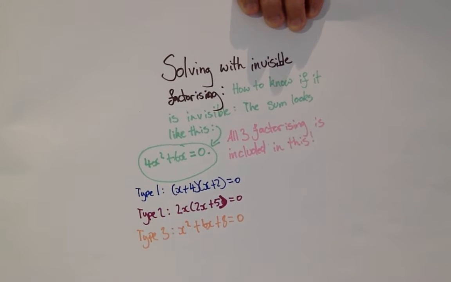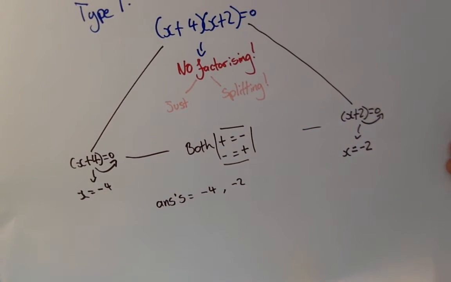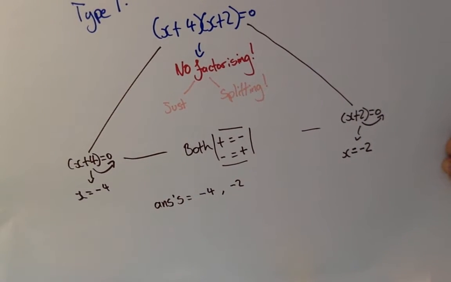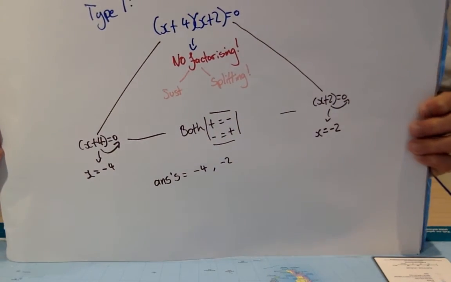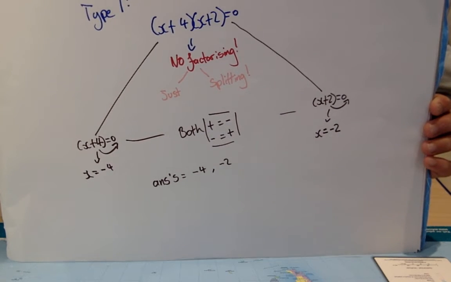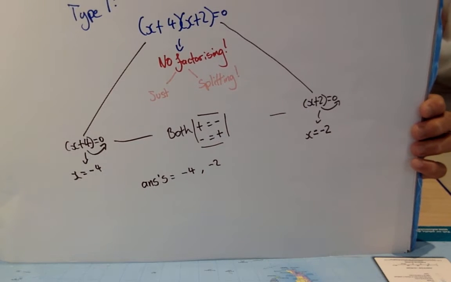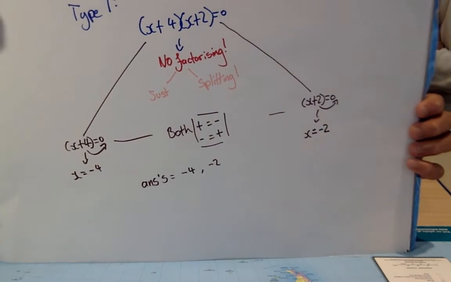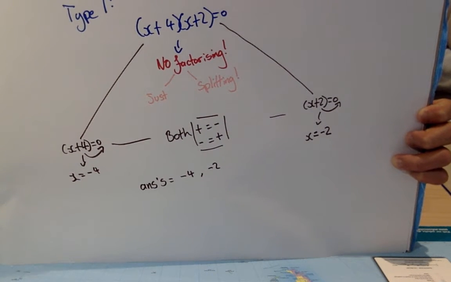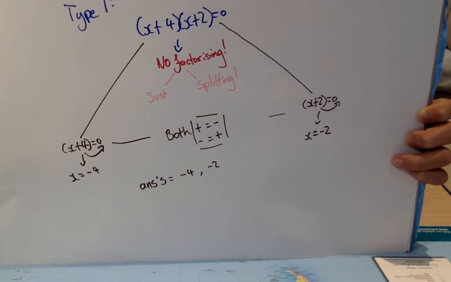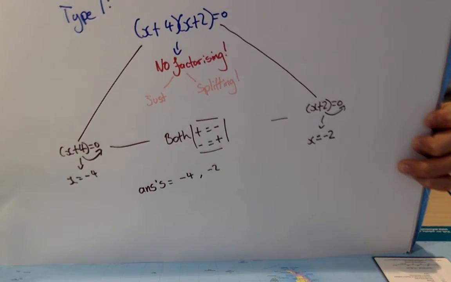So here are some notes on solving with invisible factorizing. So it's all three of the factorizing. However, the first one you don't need to factorize, it's just splitting. So x plus 4 equals 0. So that would give you minus 4 because plus equals minus, as you can see in the square in the middle of the page. And there is also x plus 2 equals 0. That is x equals minus 2 because it's a plus 2. So your answers are minus 4 and minus 2. And voila, those are your answers. Simple as that, like last time.